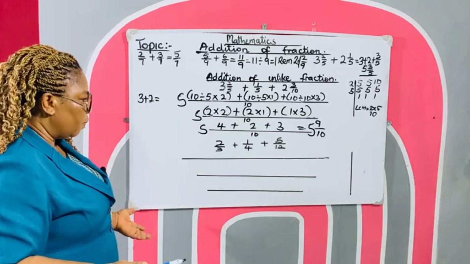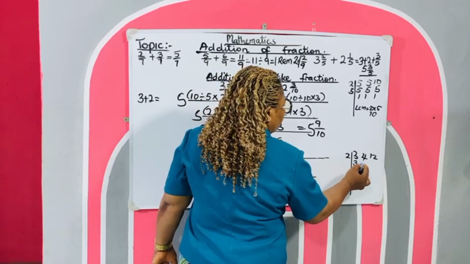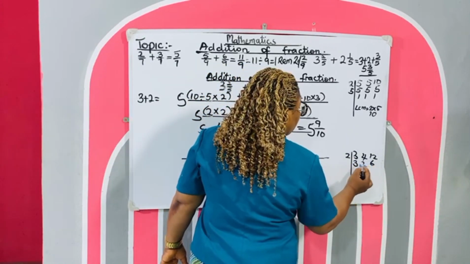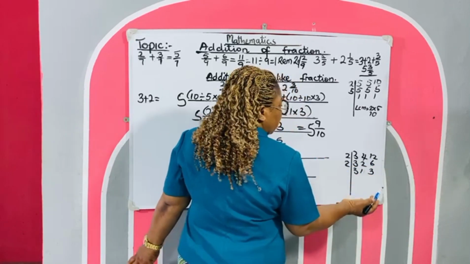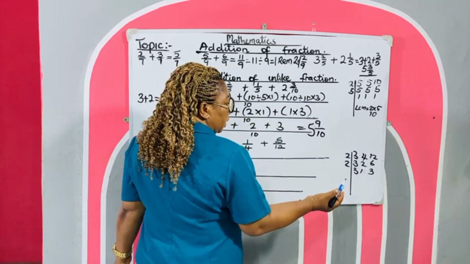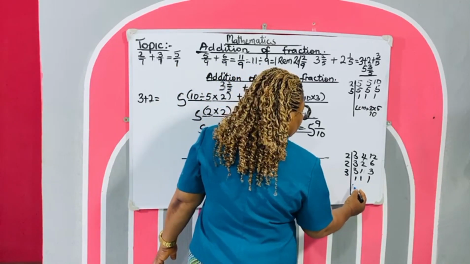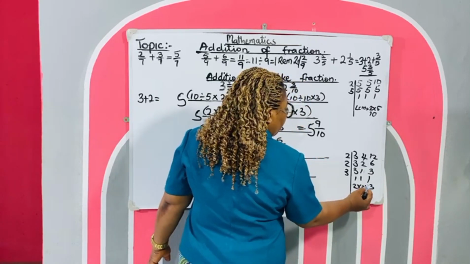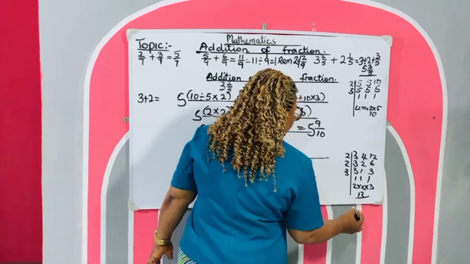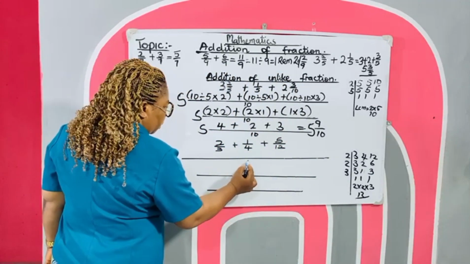What is the LCM? You find it yourself. 2, 2, 6, 2, 1, 3. 2 can no longer go, so I check 3. 3, 1, 1, 1. Okay? So 2 times 2 times 3. 2 times 2 is 4. 4 times 3 will give us 12. So the LCM here is 12.